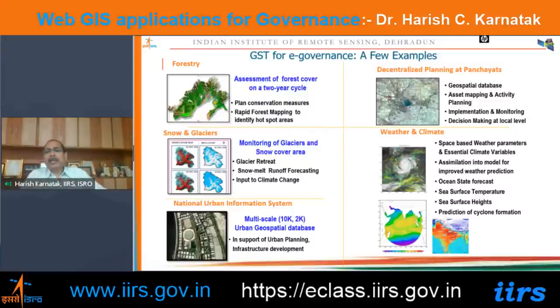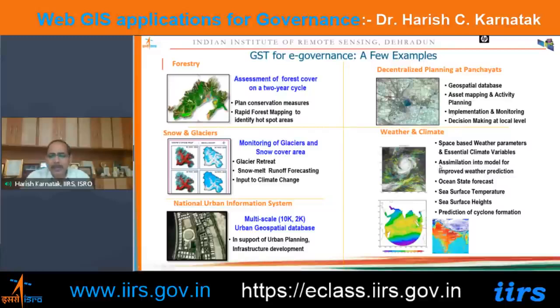Decentralized planning at the Panchayat level, I already discussed. This is another interesting initiative by the Department of Space, where we provide an online platform to the users not only for geospatial data access, but also for asset mapping, activity planning based on the GIS maps, and implementation and monitoring, and decision making at the local level. So you can monitor the programs, you can monitor the projects. All these things are happening on the fly in the geoportal application.